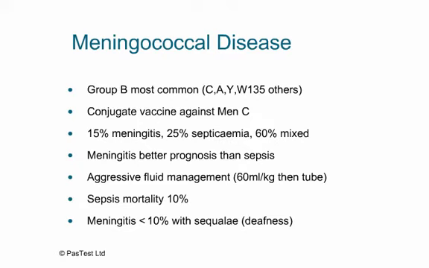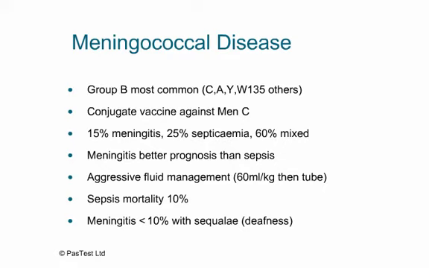Meningococcal disease: 15% of cases present with pure meningitis, 25% with pure septicemia, and 60% with a mixed picture. Maybe counterintuitively, those patients presenting with meningitis have a better prognosis than those with sepsis. And this is because the infection is picked up at an earlier stage because the child develops more symptoms sooner.